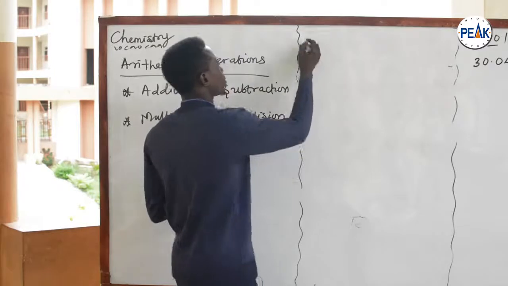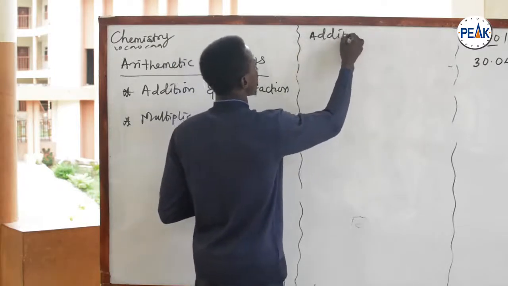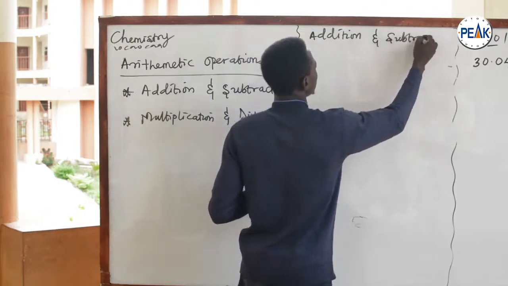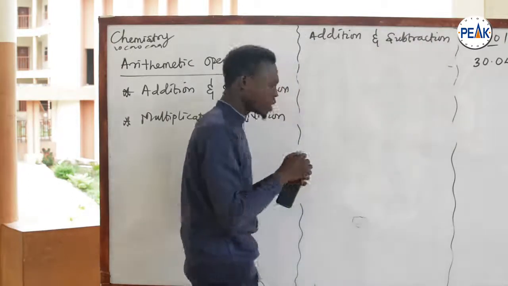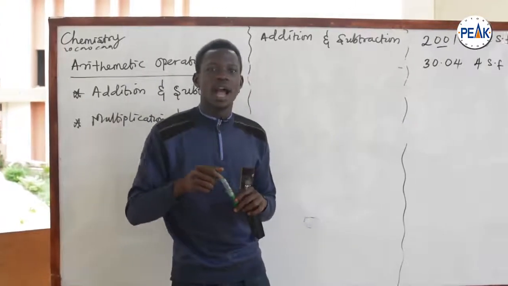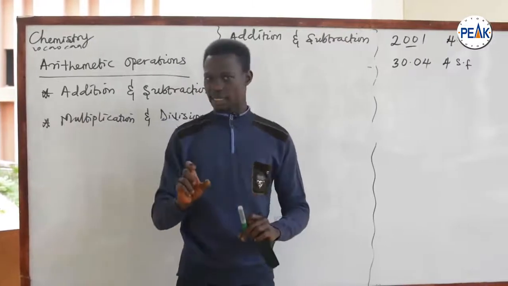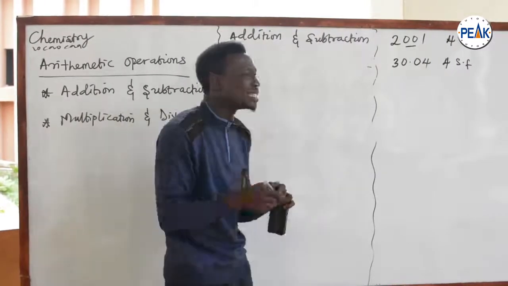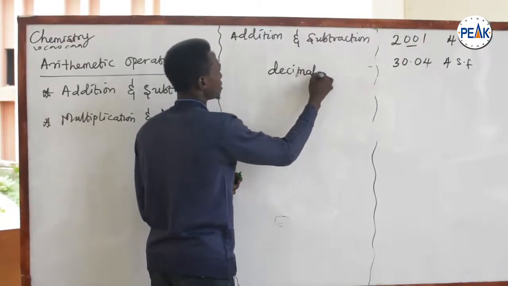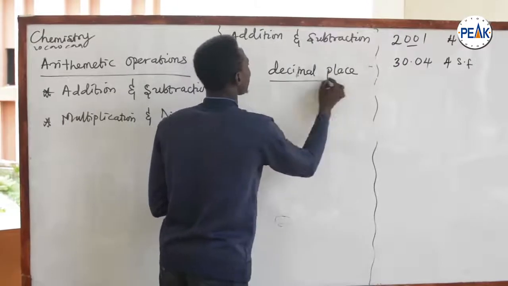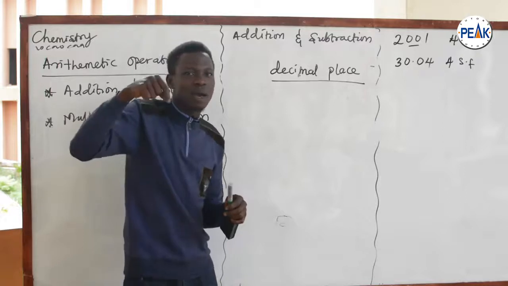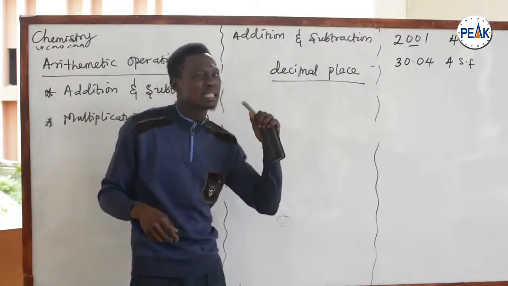Now let's pick addition and subtraction. What is the rule that guides addition and subtraction in any arithmetic operation? The rule here states that when you add or subtract in any arithmetic operation, we are going to leave our answer to the smallest or the least number of decimal places. Please underline the words decimal place. We are going to leave our final answer to the least or the smallest number of decimal places that is occurring in the arithmetic operation.